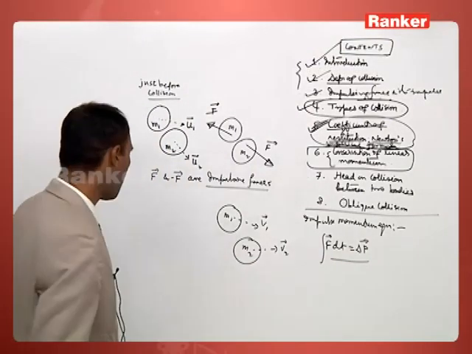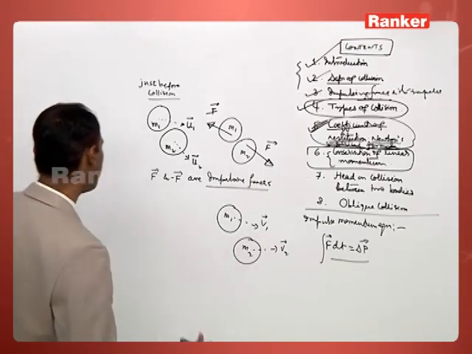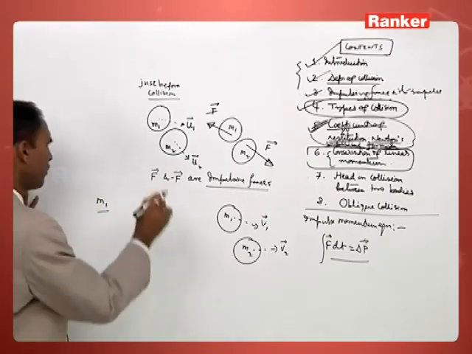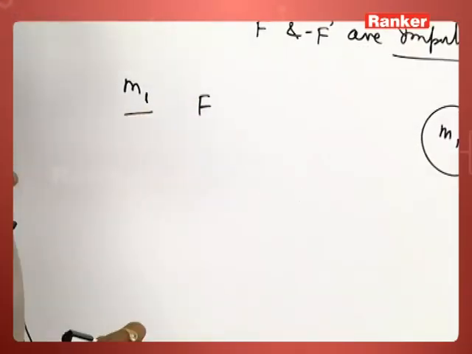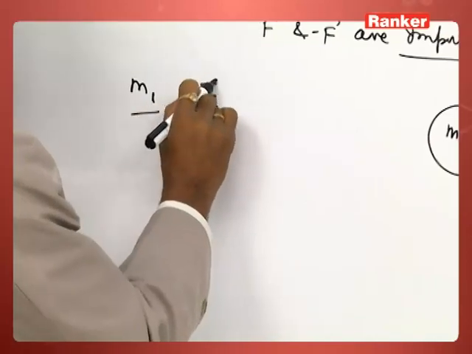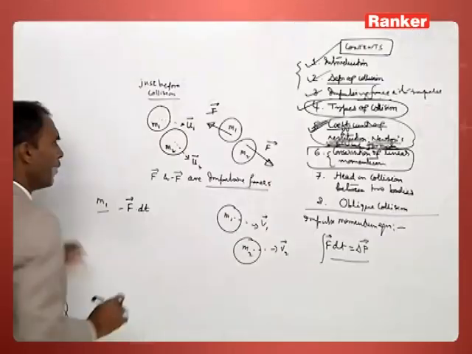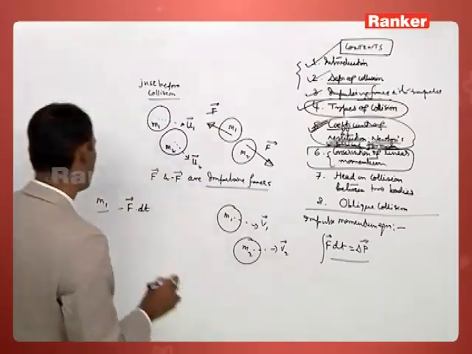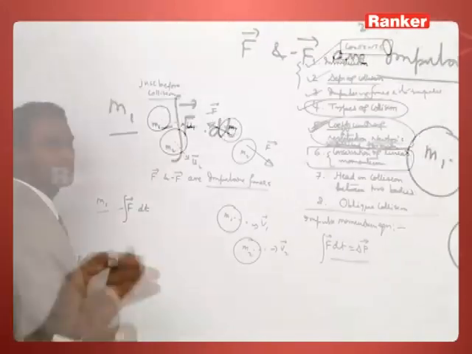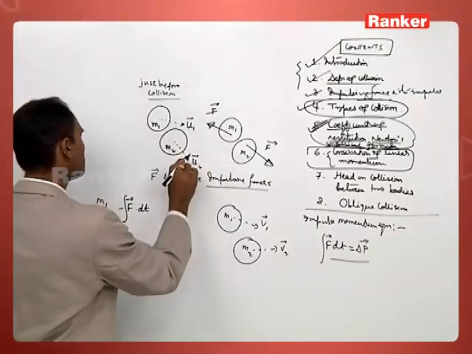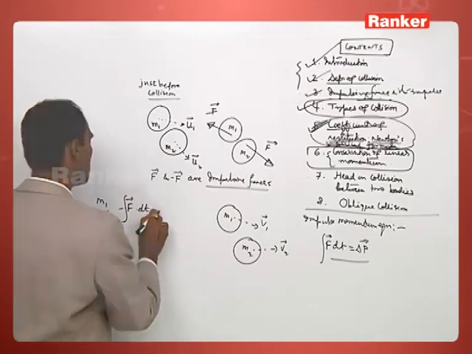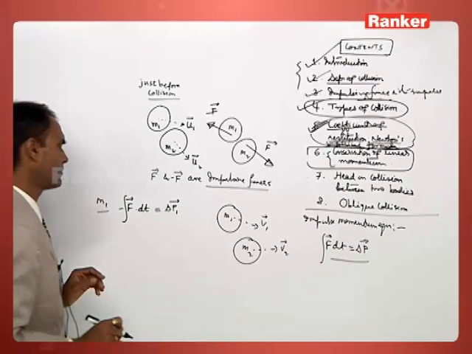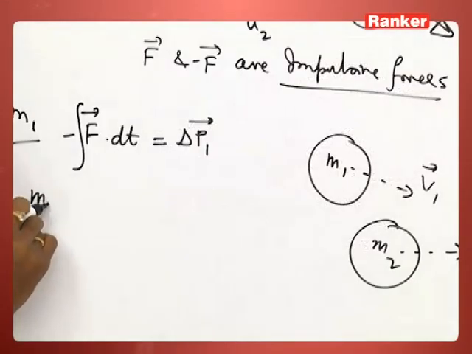When you apply this formula on the first object, on M1, how much force is acting? Minus F. What is its impulse? We do not know in which way this force is changing with respect to time. If it is so, we can take its impulse. The impulse of the force acting on M1 is equal to the change in momentum of the first body, that is del P1.